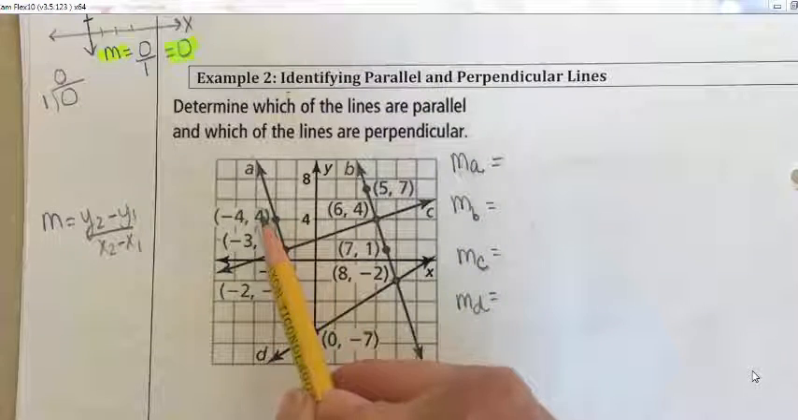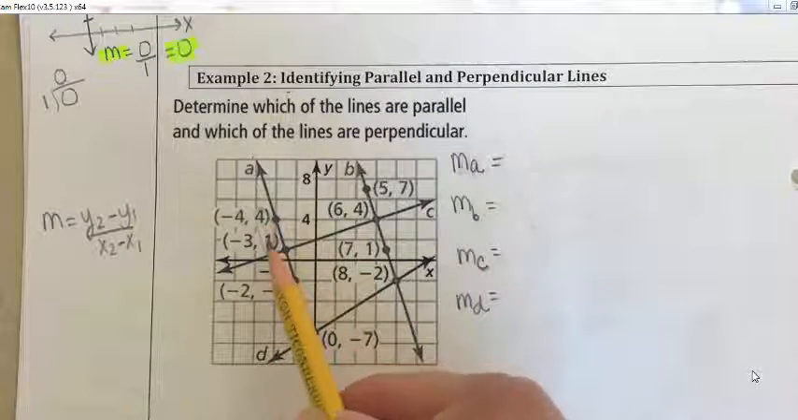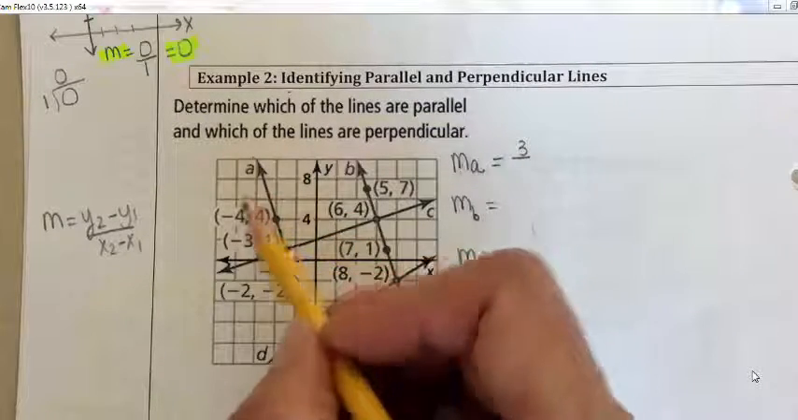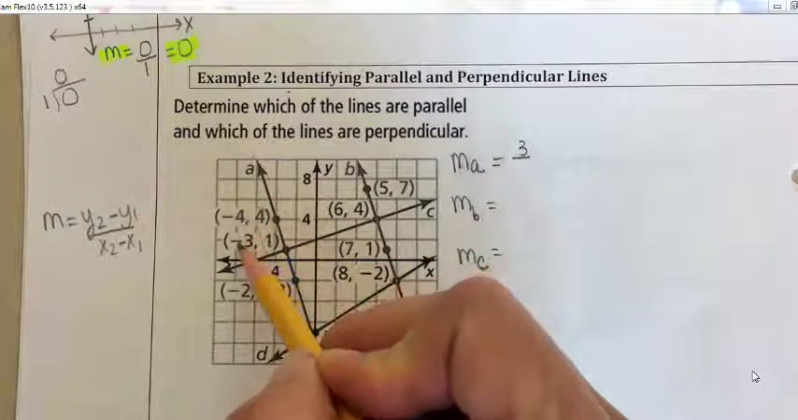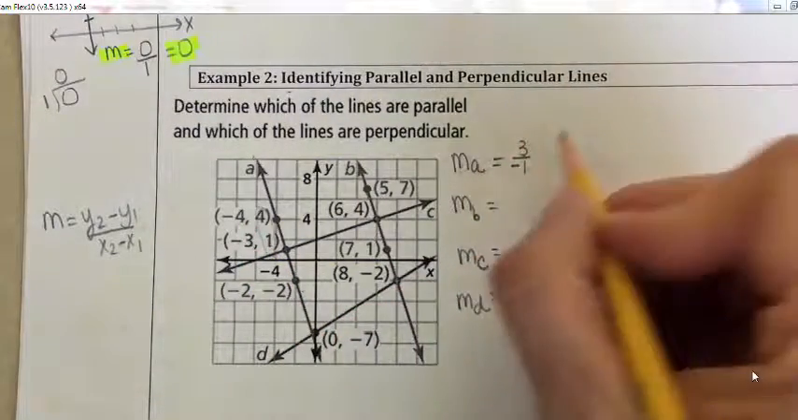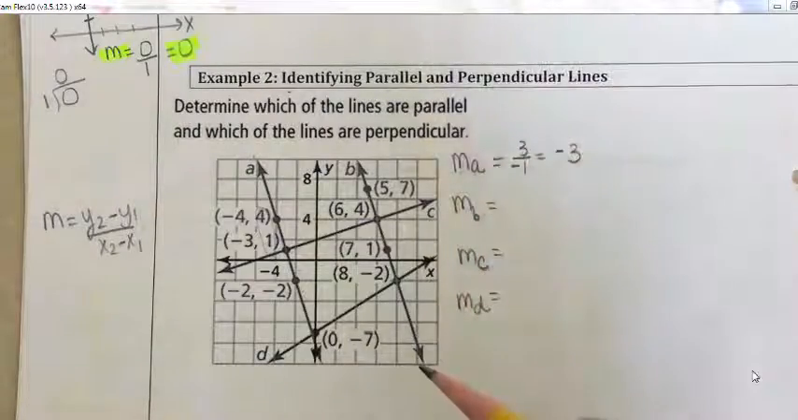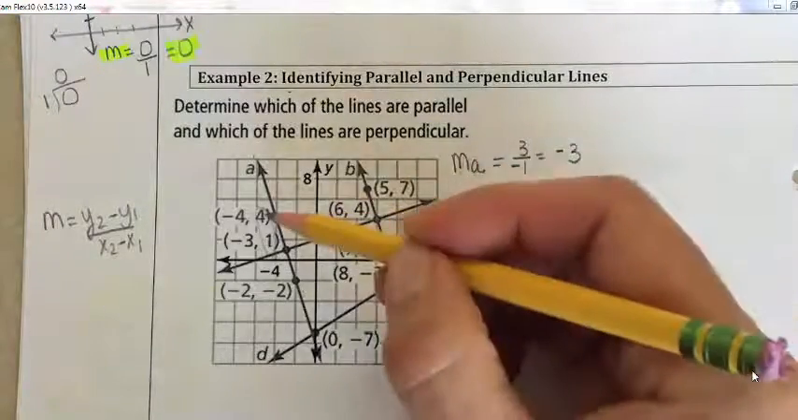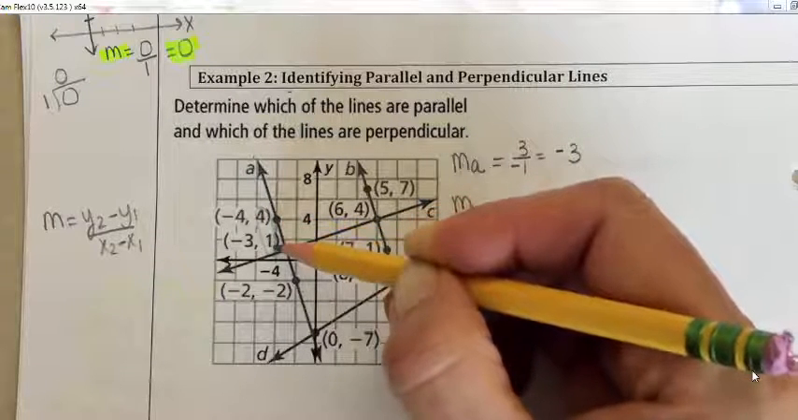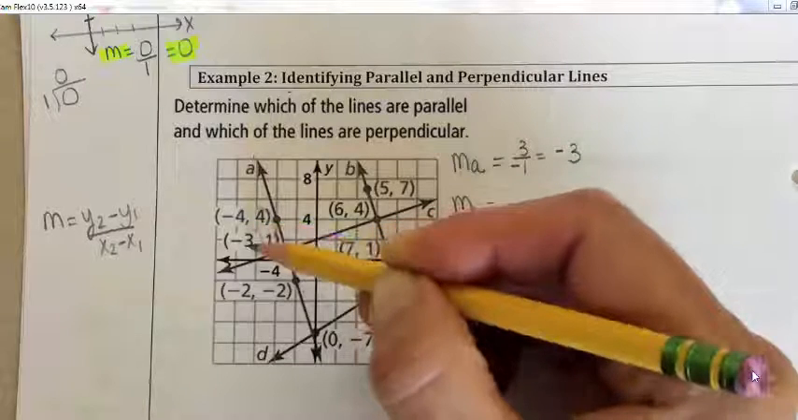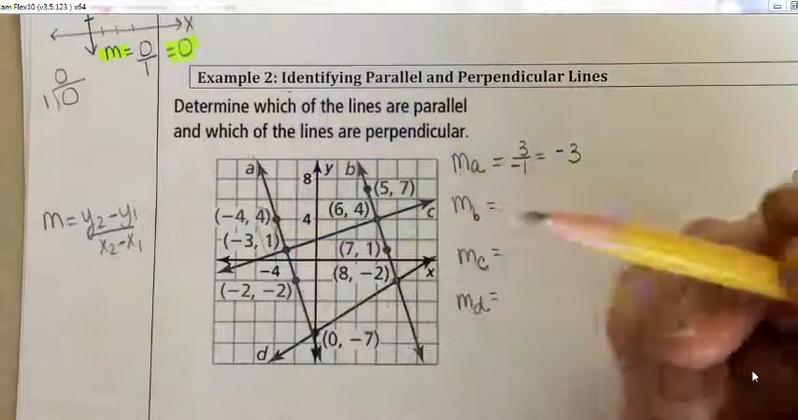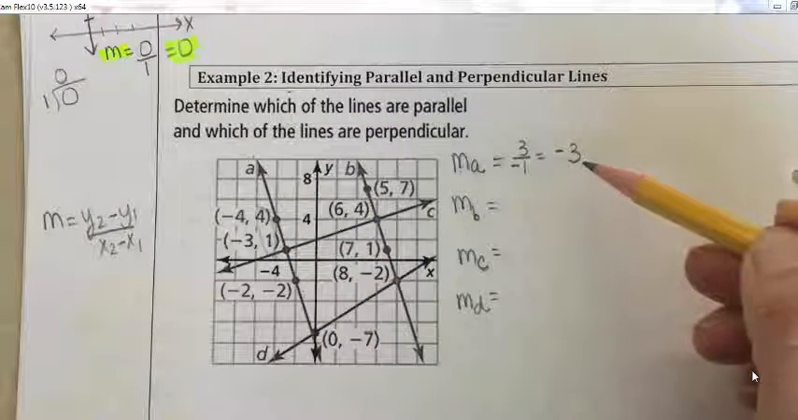So if I take the change in the y's, that would be 4 minus 1. Well, that's just going to be 3. And if I take the change in the x's, that's going to be negative 4 minus negative 3, which is really negative 4 plus 3, so that's negative 1. So that gives me a slope of negative 3. I also could have just counted and said, well, from 4 down to 1 is minus 3. And then from negative 4 over to negative 3 is positive 1. So it could have also just been negative 3 over positive 1, which would still give you negative 3.